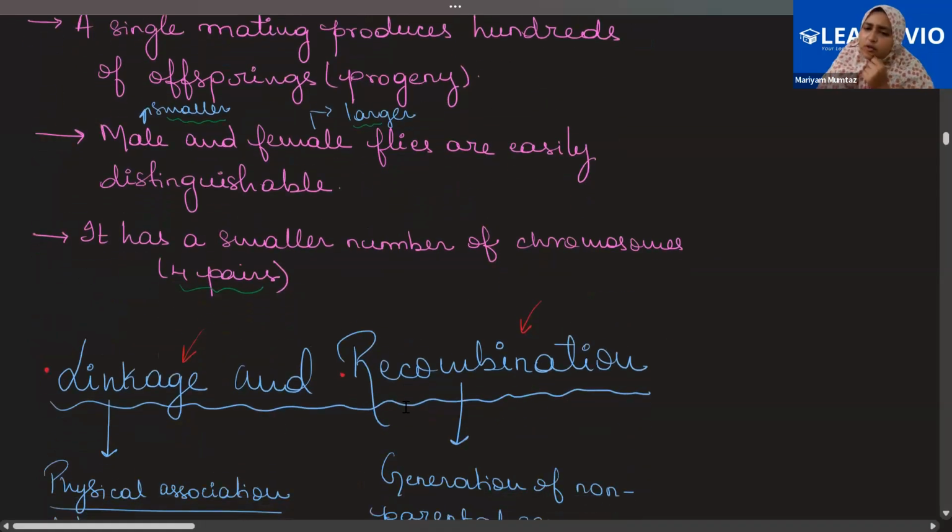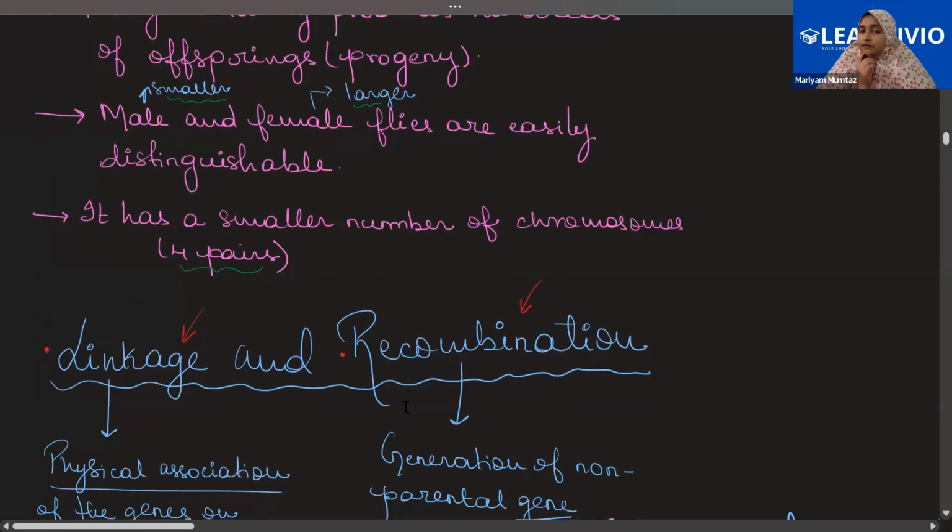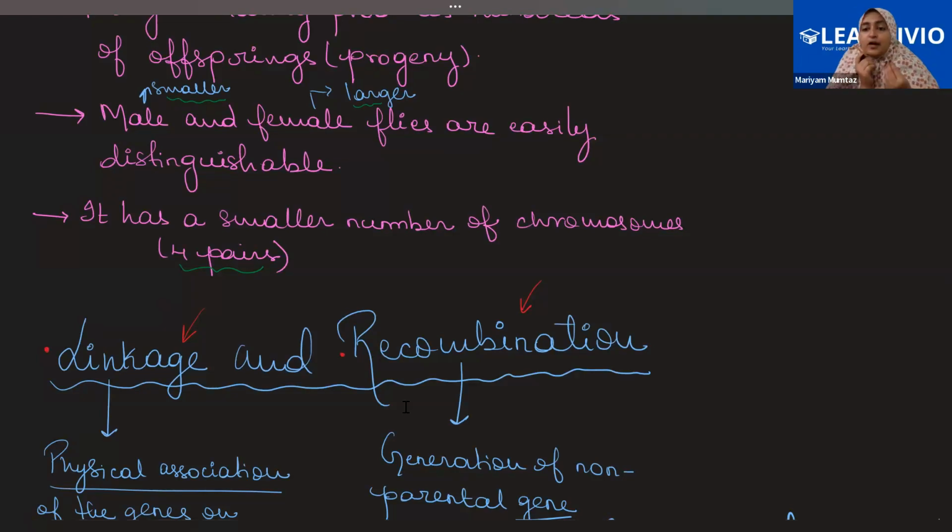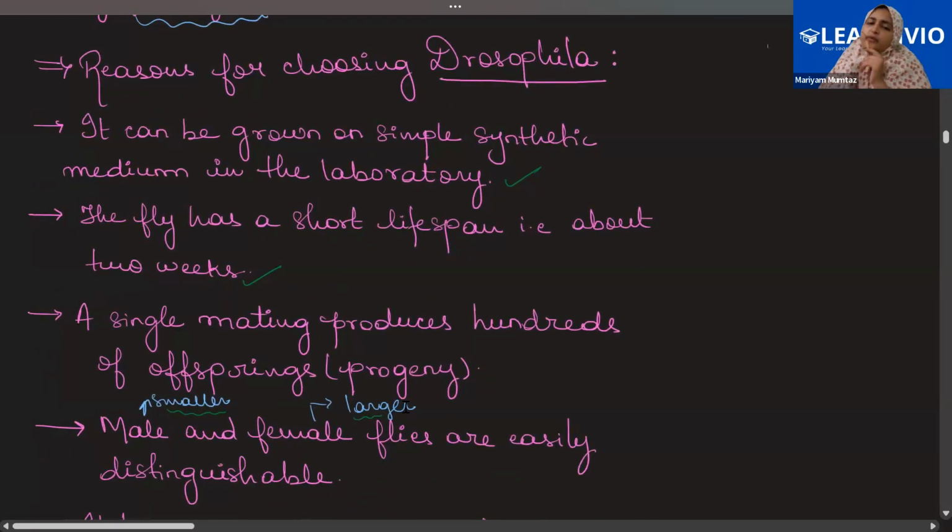Now, it has a very small number of chromosomes. The Drosophila has only 4 pairs of chromosomes. Just like how us humans, we have how many pairs of chromosomes? Say, 23. Yeah, 23 pairs of chromosomes. But Drosophila just has 4. So because of all of these reasons, it was his best choice to choose Drosophila for his experiment.